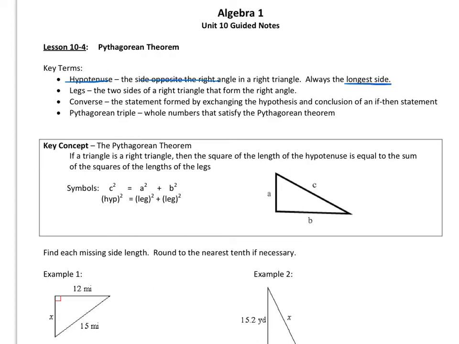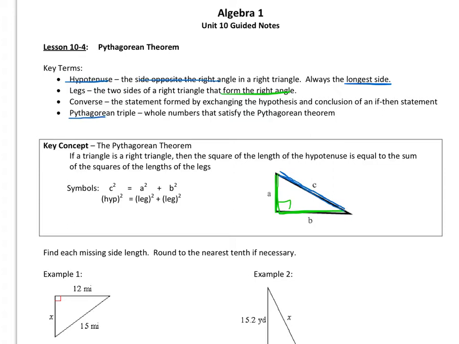The legs are the two sides that form the right angle. So in this picture, these are the legs because they form the right angle, whereas the hypotenuse is the side opposite the right angle and also the longest.